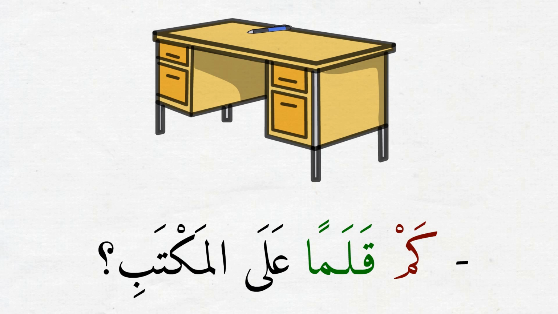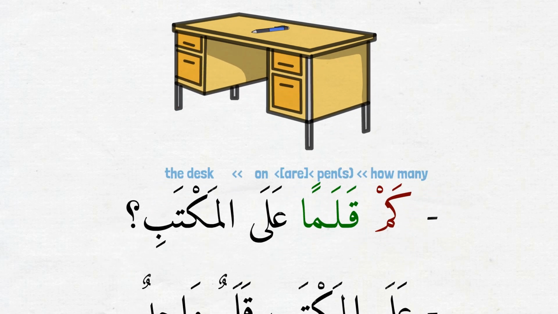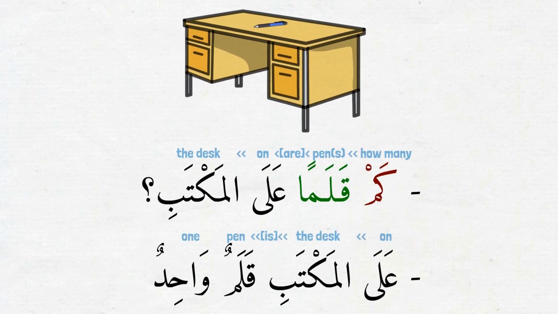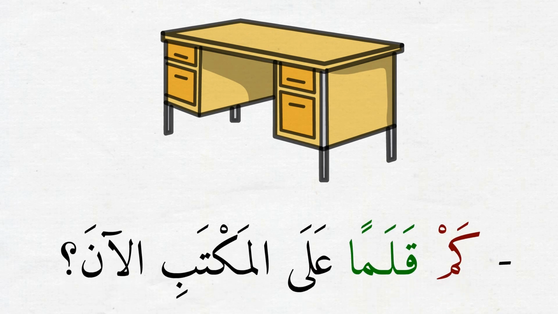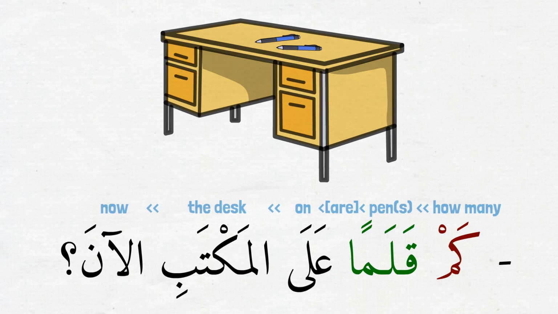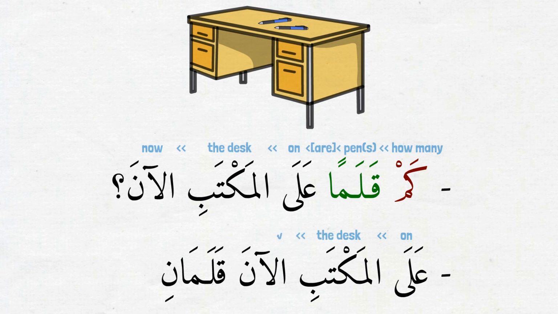كم قلما على المكتب? How many pens are on the desk? How would you respond to this question? We would say على المكتب قلم واحد. A single pen is on the desk. كم قلما على المكتب الآن? How many pens are on the desk now? What would be your answer this time? على المكتب الآن قلمان. Two pens are on the desk. Very good.